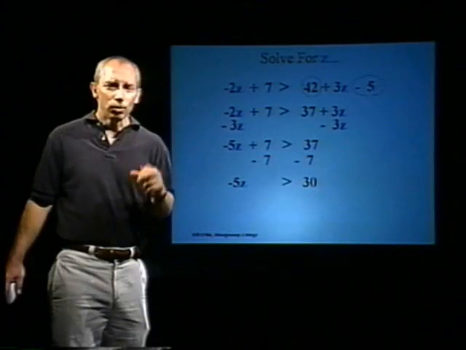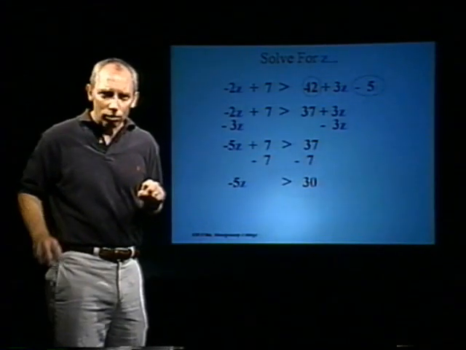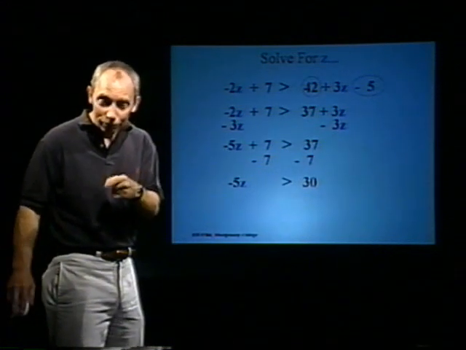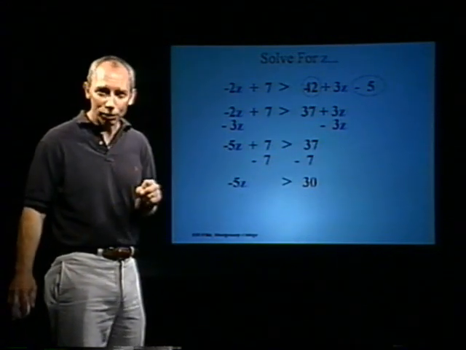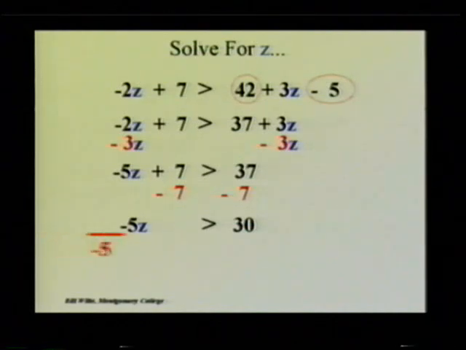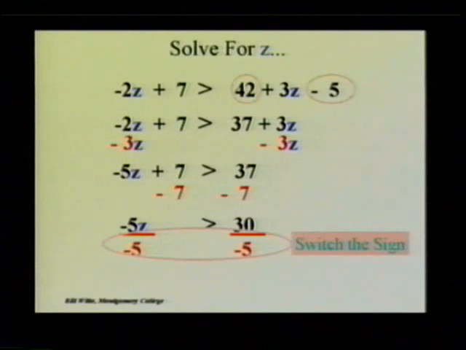Now what do I have to do to, quote, get z alone? Well, who's bothering him? The minus 5. What's he doing? Multiplying. So I do the opposite. Go. Uh-oh. It's a negative. So if I divide by a negative number, that's okay, but I have to switch the sign. If you divide by a negative number, you have to switch the sign.